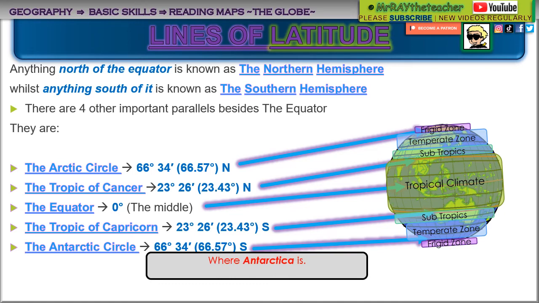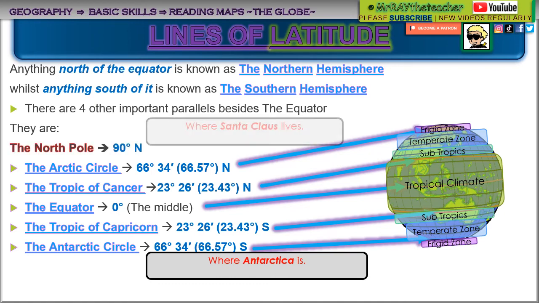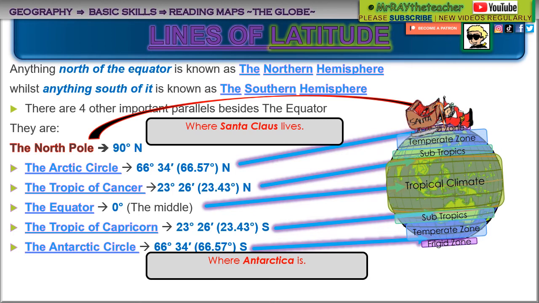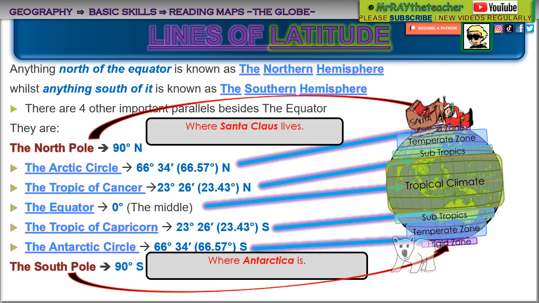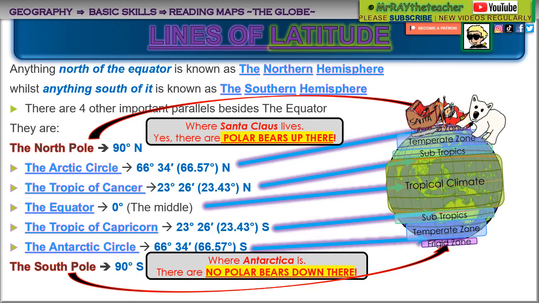Anyway, where is Antarctica? It's in the Antarctic Circle, and the North Pole's up north, 90 degrees north. That's where Santa Claus lives. The South Pole's 90 degrees south. And just remember, there are no polar bears down there. I didn't know that until I was in university. So if you're watching this in high school, you're already progressing better with your education than I did. Only polar bears are in the north near Santa. Santa's real, trust me.